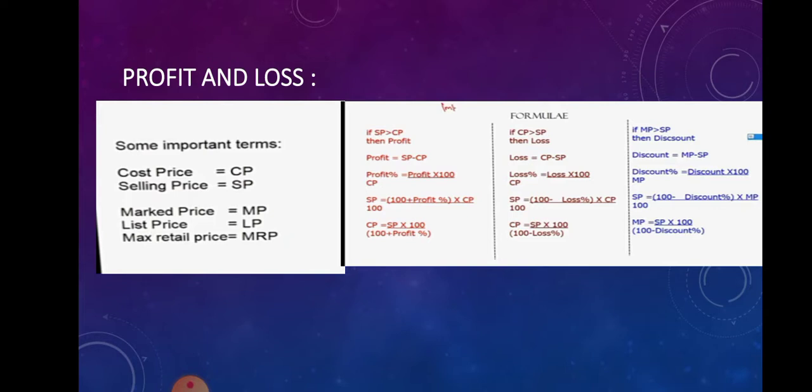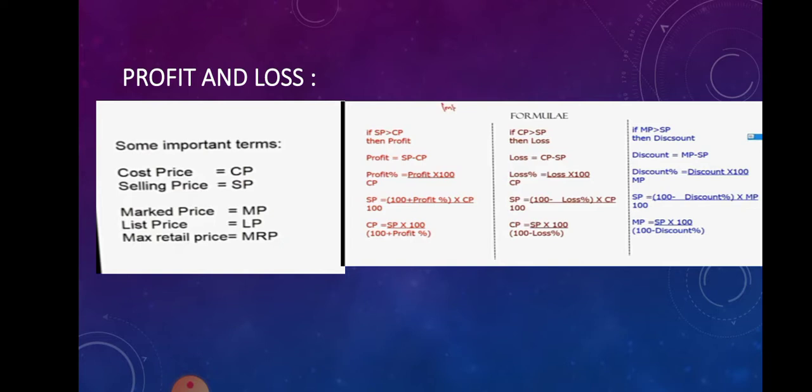Similarly, we have to find the profit percent also. We discussed how to find percentage: we multiply by 100. Whatever profit you get, you have to find its percentage also. So profit by CP into 100%, that gives the profit percent. Similarly, if profit and cost price are given, we find the selling price. If selling price and profit are given, we find the cost price with these formulas.